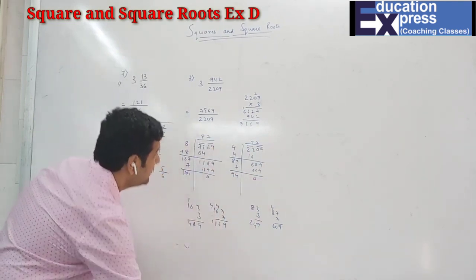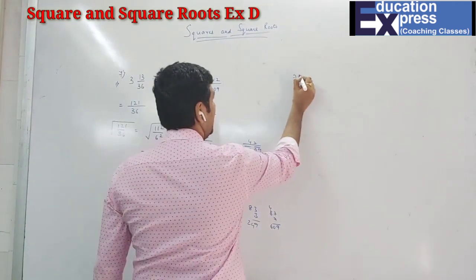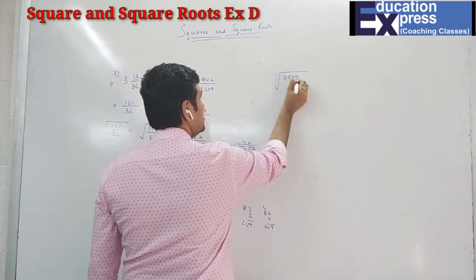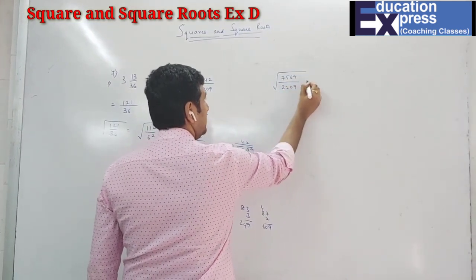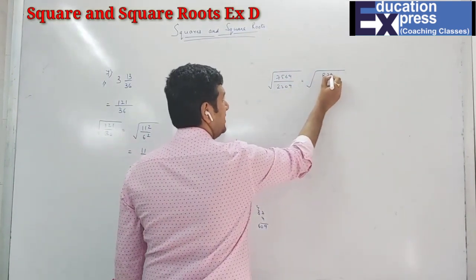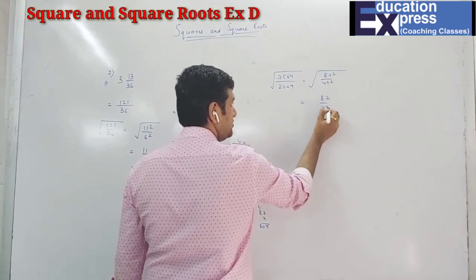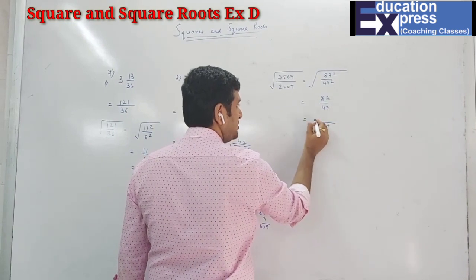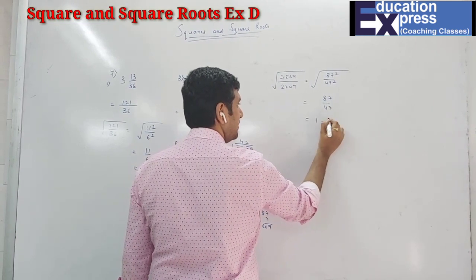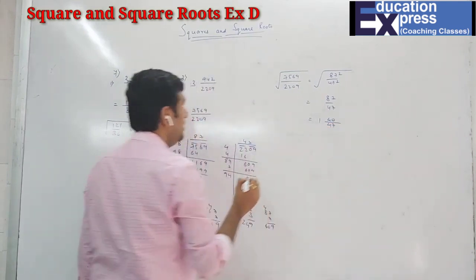So now students, we have seen that I have to find the square root of 7569 upon 2209, which I know is the square of 87 and the square of 47. So 87 square upon 47 square is nothing but 87 upon 47, which I will convert into a mixed fraction. 47 ones are 47 and then 40 is the remainder, so the answer is 1, 40 upon 47. This is our third part.